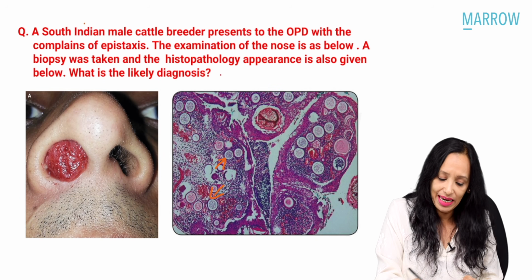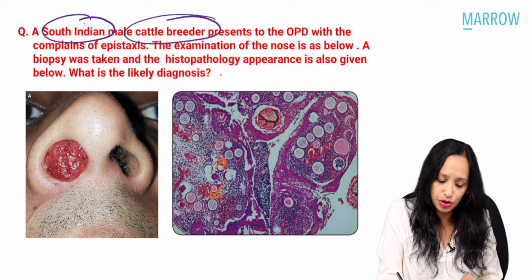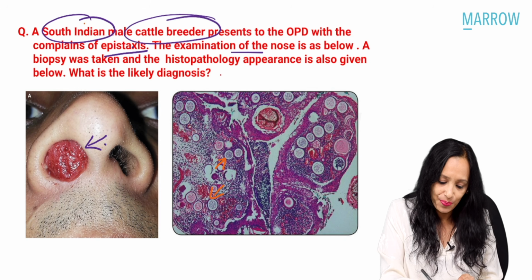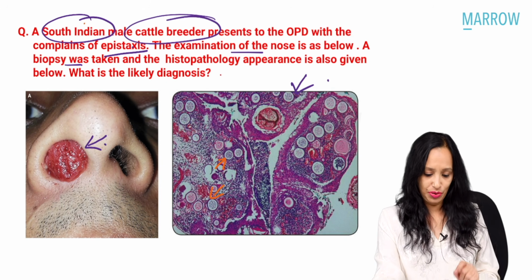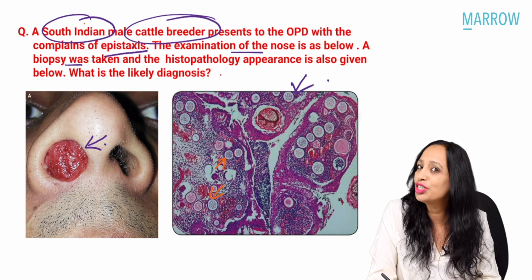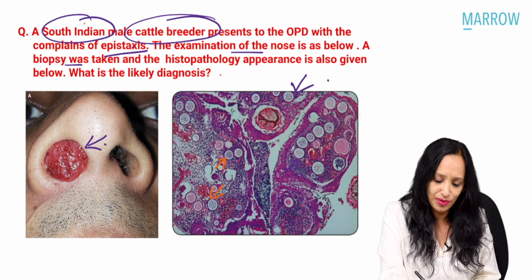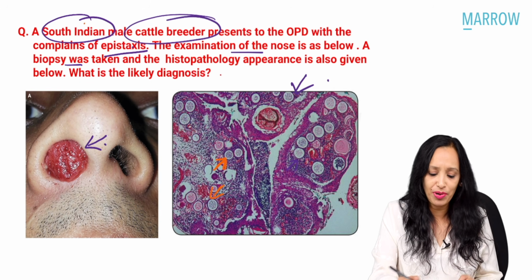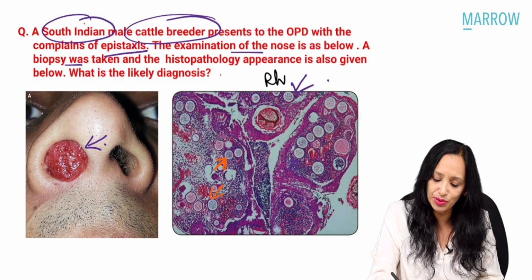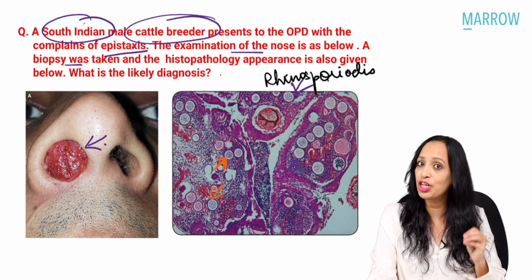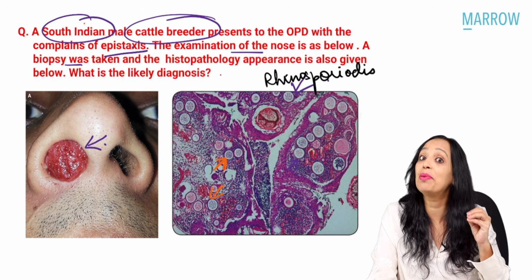A South Indian male cattle breeder presents to the OPD with epistaxis. Examination of the nose is shown below, with biopsy histopathology. So what are we seeing in the nose? A strawberry, mulberry mass, and the histopathology is showing lots of sporangia which are filled with sporangiospores. Yes, this is a typical appearance of rhinosporidiosis. Rhinosporidiosis is caused by Rhinosporidium seeberi, which the patient acquires by taking a bath in ponds frequented by animals, that is, by a cattle breeder.